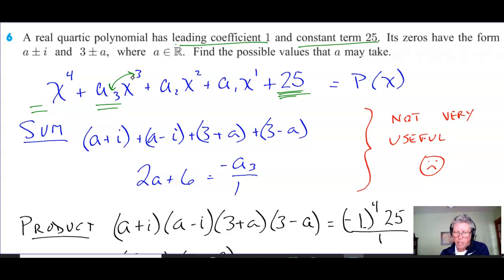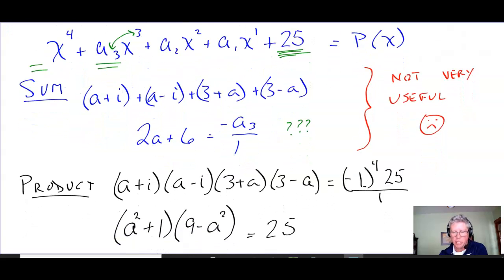All right, so I do the sum. I get 2a plus 6. It's negative a over the leading coefficient 1. And then I kind of got stuck, and I was like, what? But instead of giving up, instead of crying really hard, I cried just a little bit, and I tried the product. I wondered if the product is something I could do.